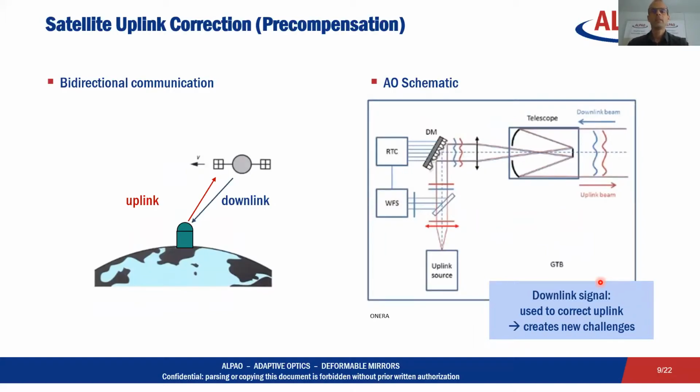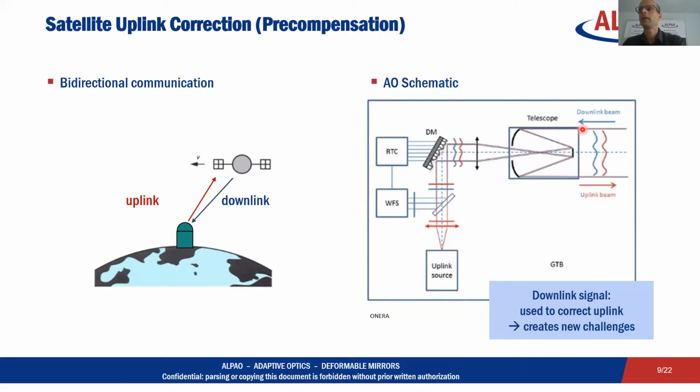Okay, so in the uplink scenario, we have, for example, a setting like here. A satellite is flying over the optical ground station, and we are looking at a scenario with bidirectional communications. So we have a downlink beam coming down from the satellite, and we have an uplink beam that wants to go back to the satellite. So let's look here on the right side, how the AO system typically looks in this kind of scenario.